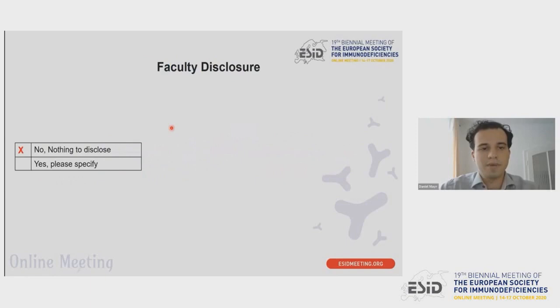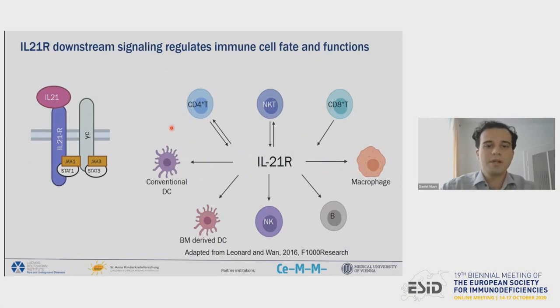IL-21 receptor is a common gamma chain coupled interleukin receptor. Similar to other cytokine receptors, ligand binding to IL-21 receptor activates JAK-STAT signaling pathways that regulate immune cell fate and effector functions. IL-21 is predominantly produced by CD4 positive T cells, including T follicular helper cells and Th17 cells. Its biological actions include stimulating the proliferation and class switching of B cells, as well as inducing the maturation of NK cells and supporting the differentiation to T follicular helper cells and Th17 cells.